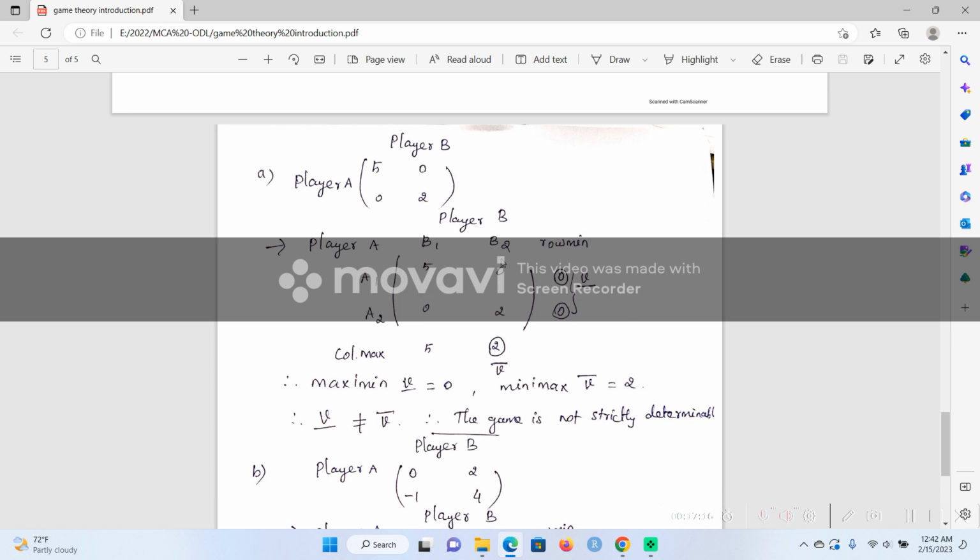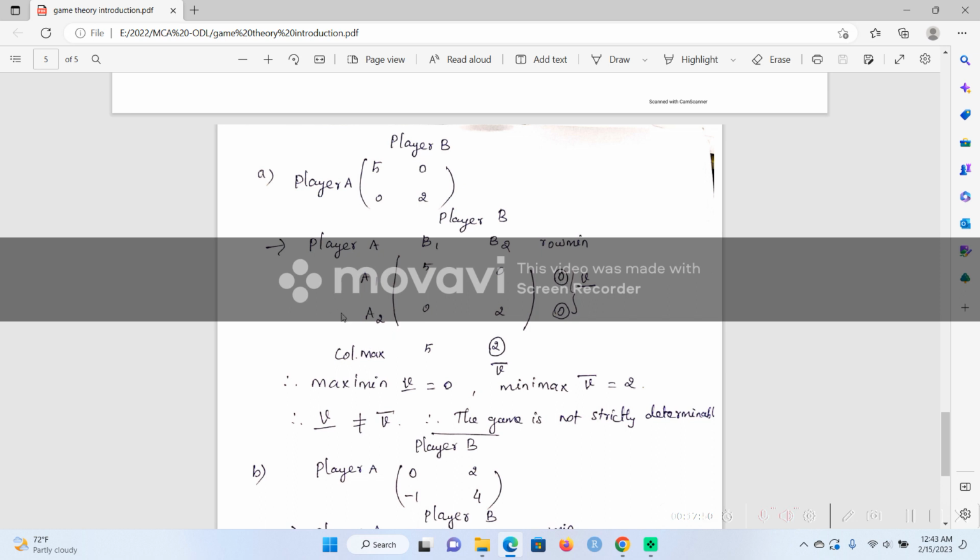Previously we discussed, no? If player A adopts the A1 strategy, then he is going to gain 5 rupees or 0 rupees. At that point, player B wants to minimize his loss, so he will surely go with the B2 strategy only. So for this row we find the row minimum. Among these two, the minimum value will be 0.